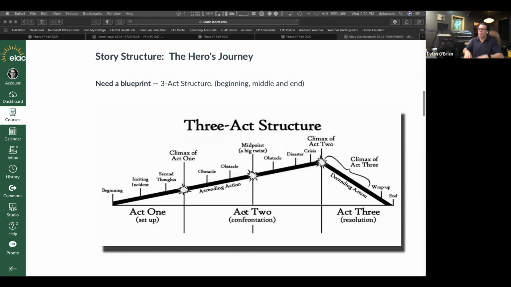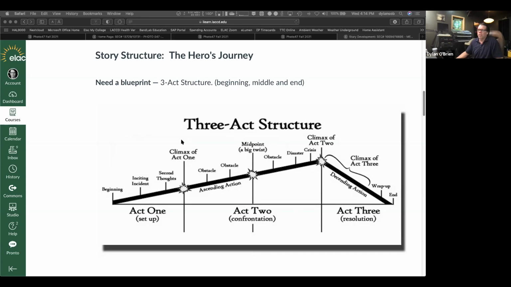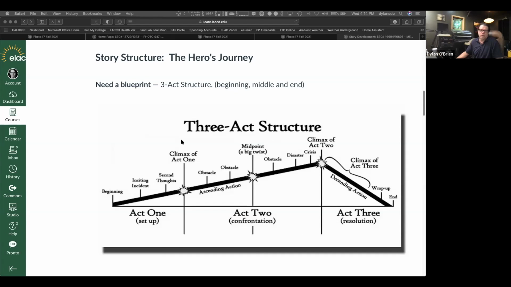So if you're going to break it down into a nutshell, this is what it is. It's a blueprint for what's going to happen in your movie. It's going to have a 3-act structure. It's going to be a beginning, a middle, and an ending. So it's going to be broken up into Act 1, Act 2, and Act 3. So in the beginning, there's going to be Act 1.